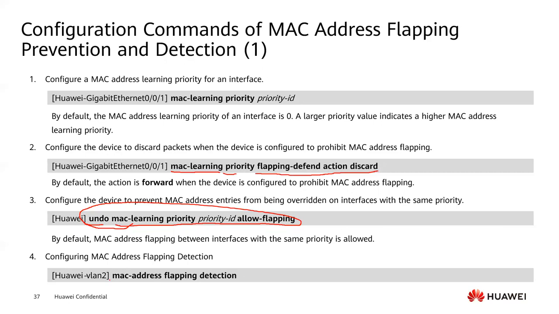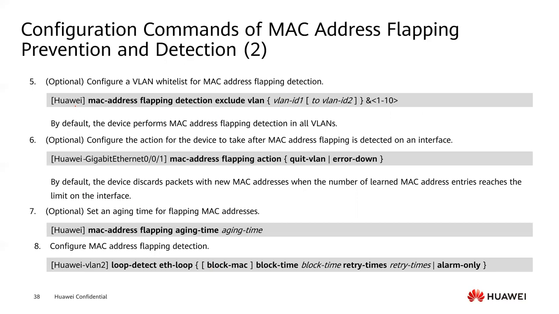And then we can use the command mac-address flapping detection. It means inside this VLAN, you enable the MAC address flapping detection function. We can use some optional commands to configure these functions. For example, we can configure a VLAN whitelist for MAC address flapping detection. By default, the device performs MAC address flapping detection in all VLANs. If you don't want to detect some VLANs, you can use this command to exclude them. And if you want to configure the action a device takes after MAC address flapping is detected on an interface, you can use the command mac-address flapping action.